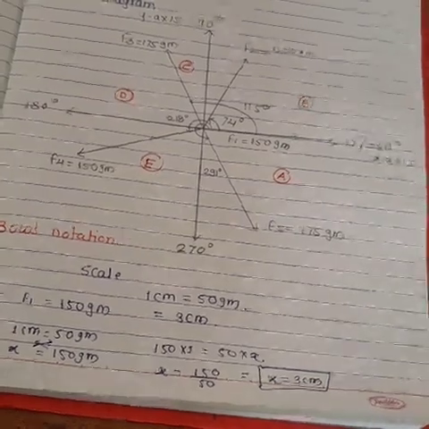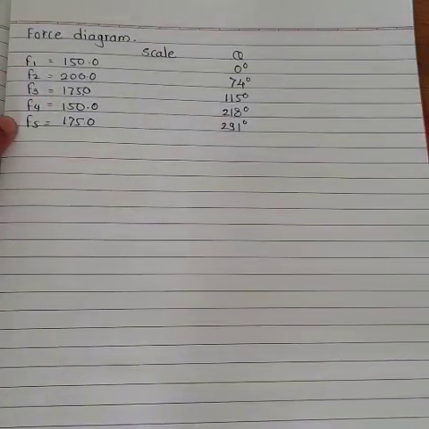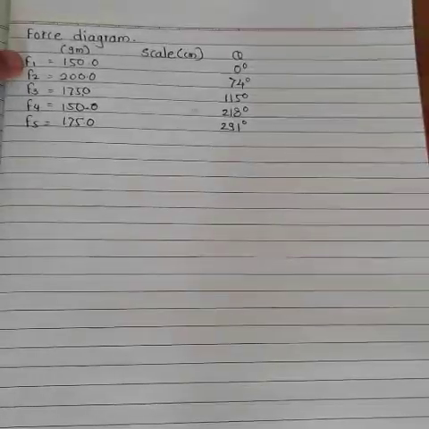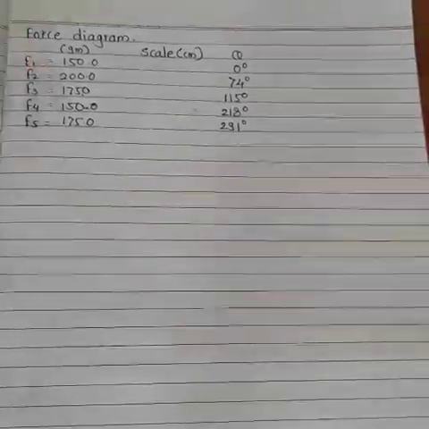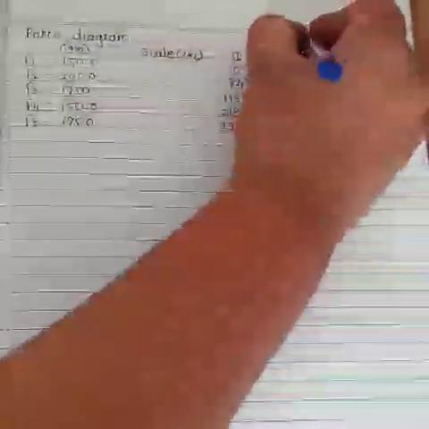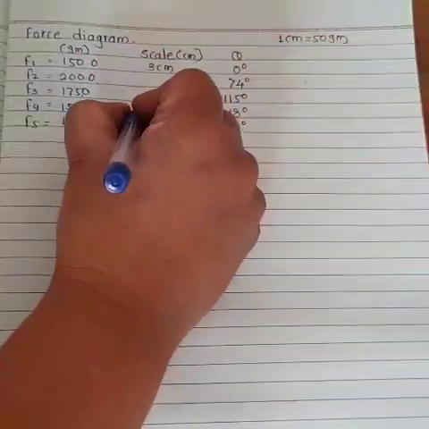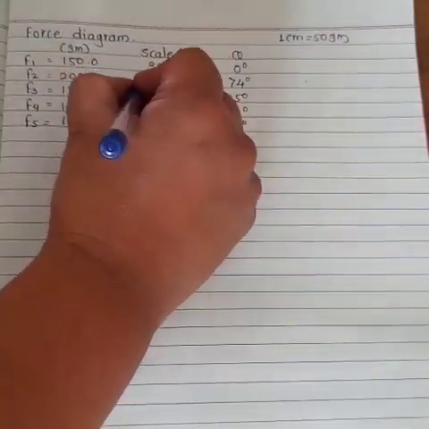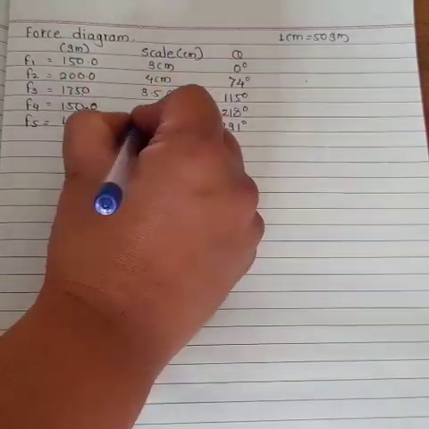Let's draw a force diagram. For drawing a force diagram, write here all the forces in grams. We have to convert by scale into centimeters. We calculated the first force, 150 gram, according to the scale of 1 centimeter equal to 50 gram. So here it is 3 centimeter. For 200 gram it's 4 centimeter and 175 gram is 3.5 centimeter.